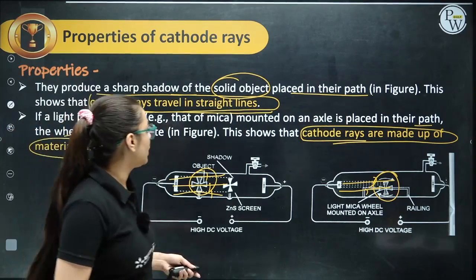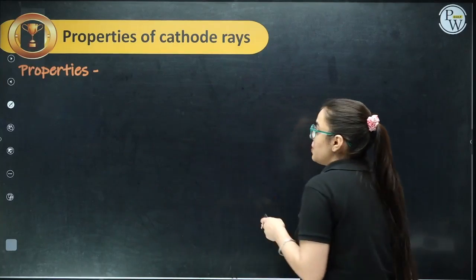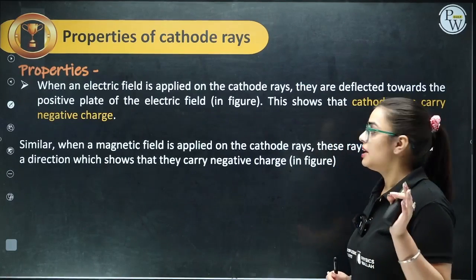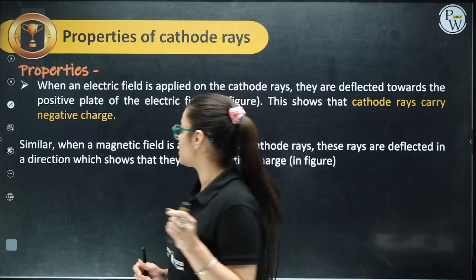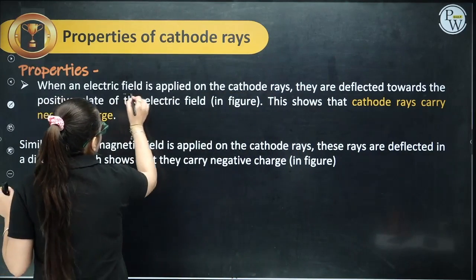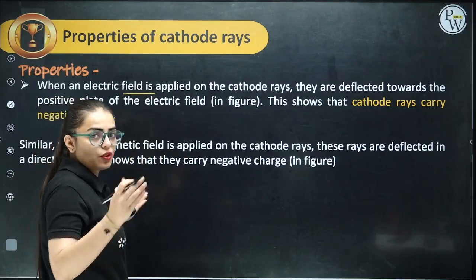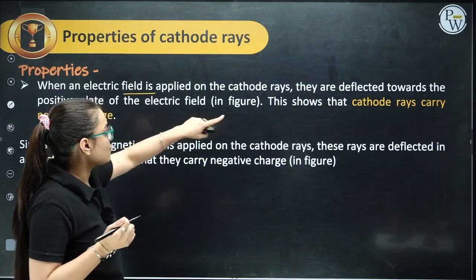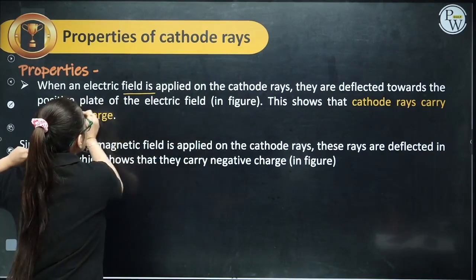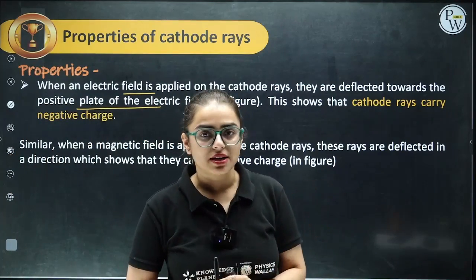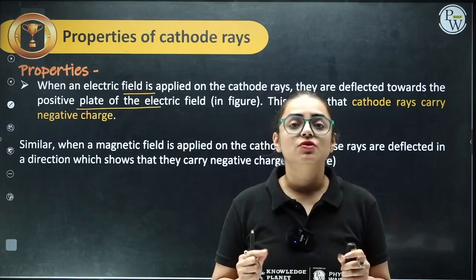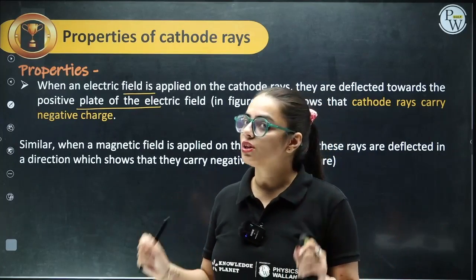Done? Okay, students. Now the next property is that cathode rays carry negative charge, due to which we compare them to electrons. Now see, when an electric field is applied on the cathode rays, they are deflected towards the positive plate of the electric field. Always remember, positive and negative attract each other. Positive and positive repel each other. Negative and negative repel each other.